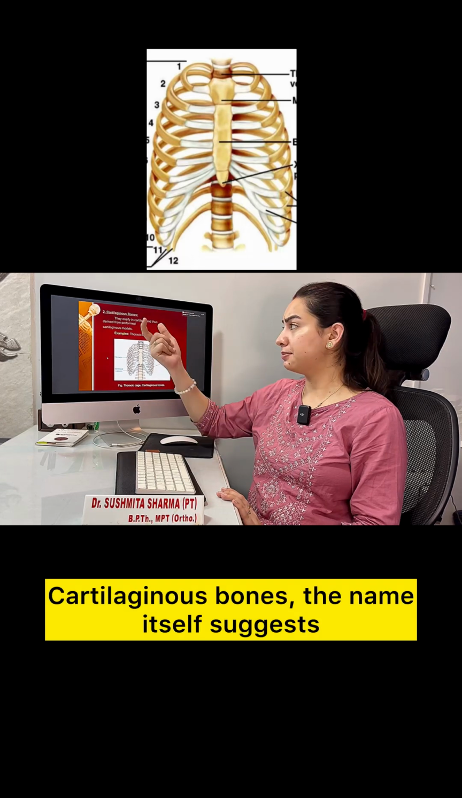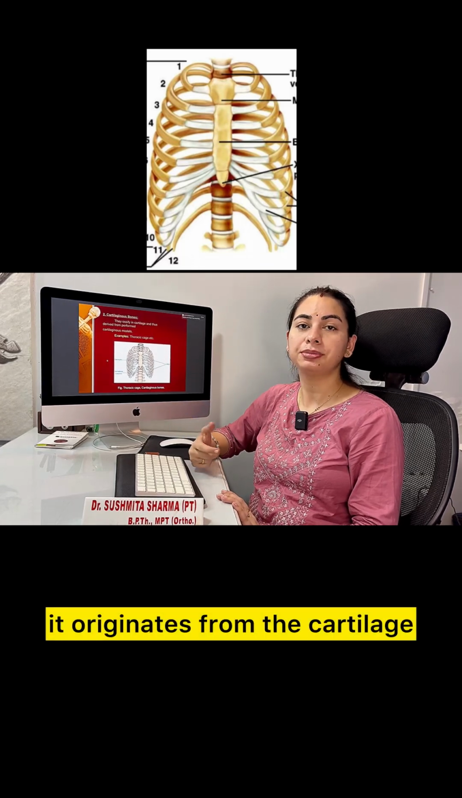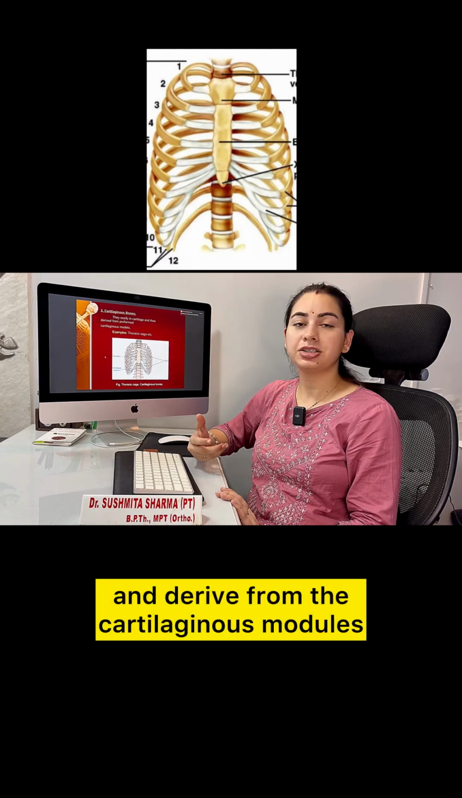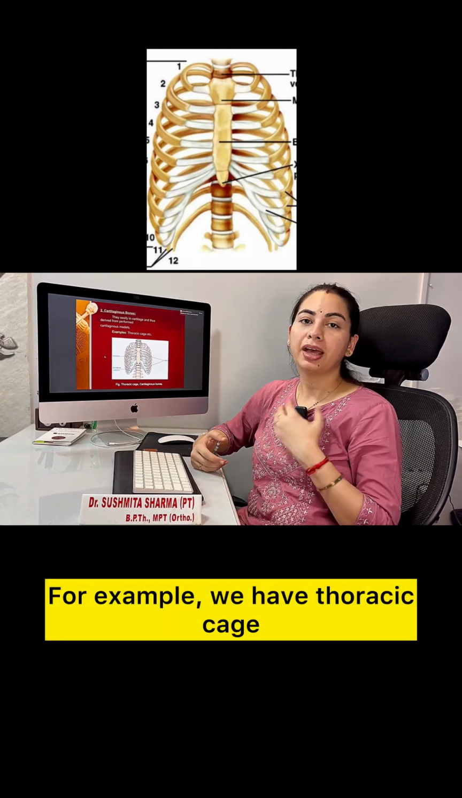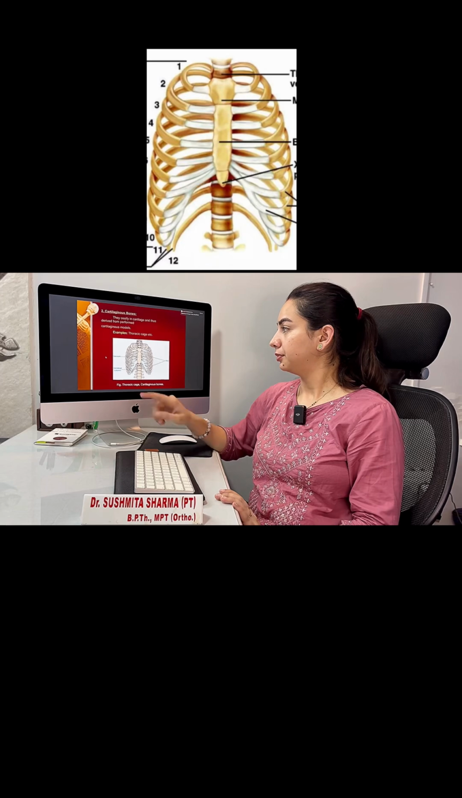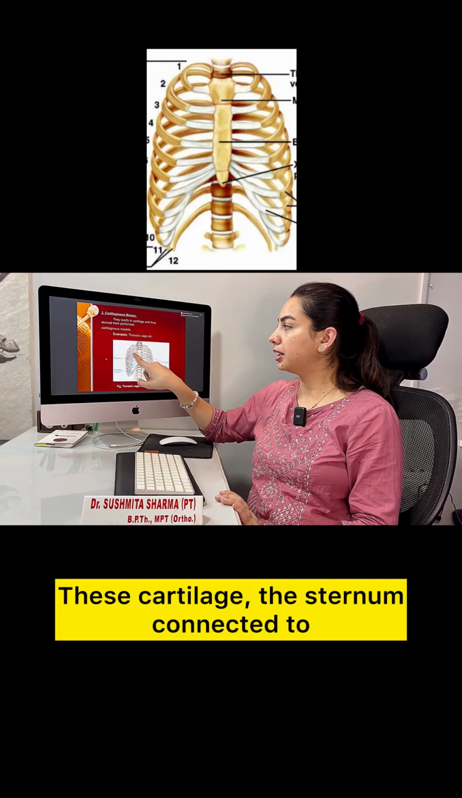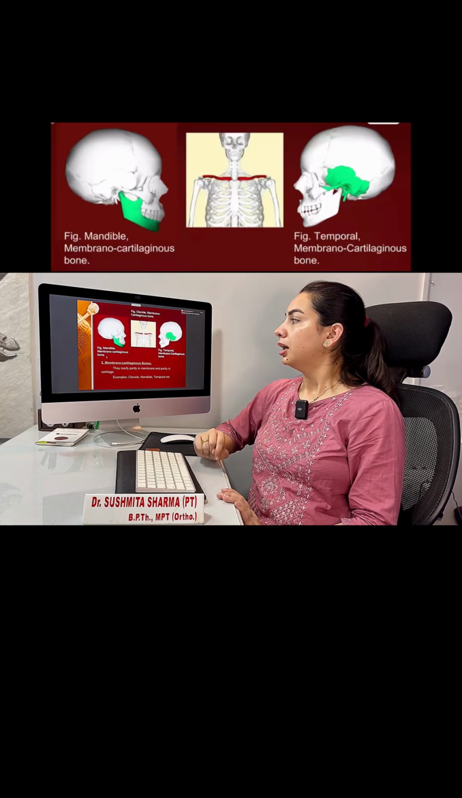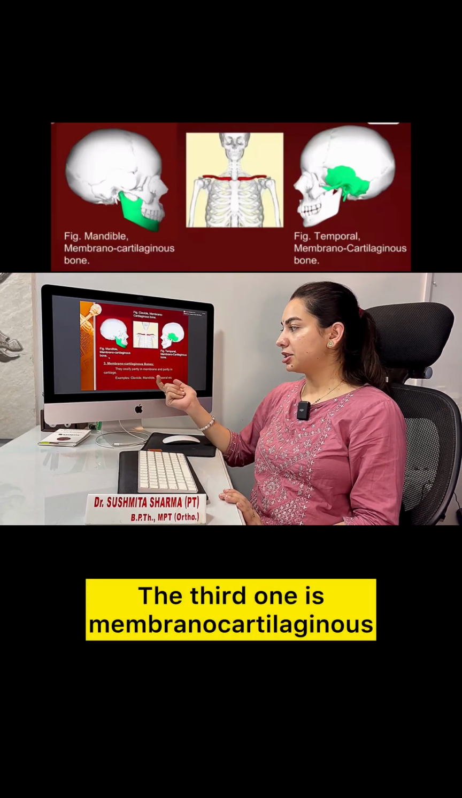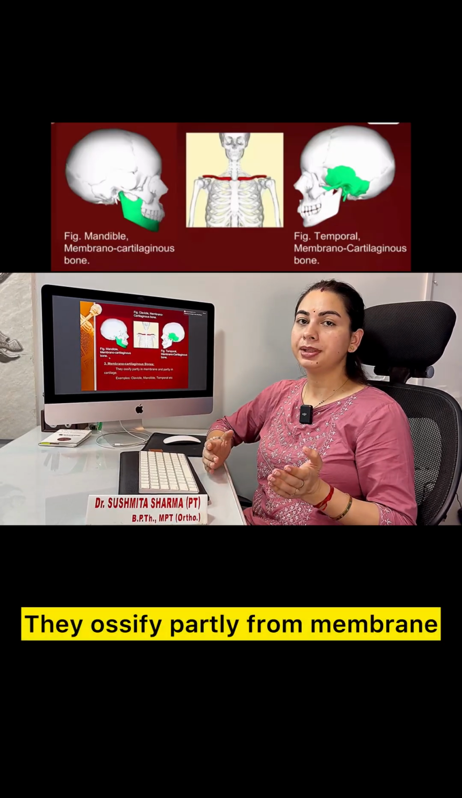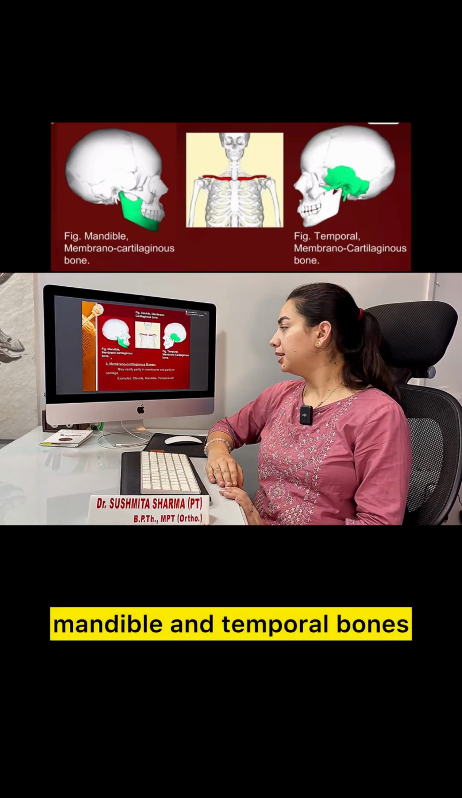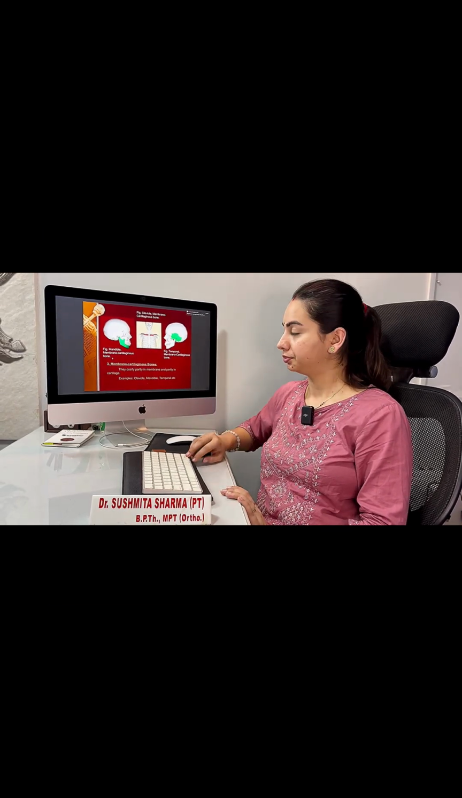Cartilaginous bones: the name itself suggests they originate from cartilage. They ossify in cartilage and derive from cartilaginous models. For example, we have the thoracic cage, where the sternum is connected to the ribs with cartilage. The third one is membrano-cartilaginous. They ossify partly from membrane and partly from cartilage. For example, clavicle, mandible and temporal bone.